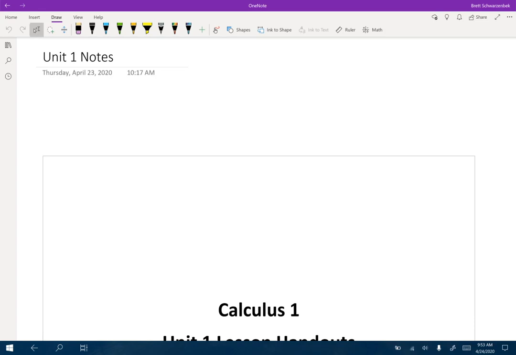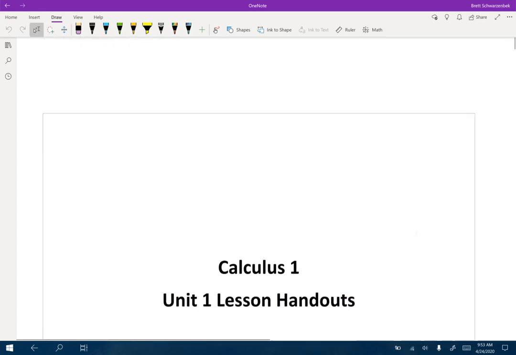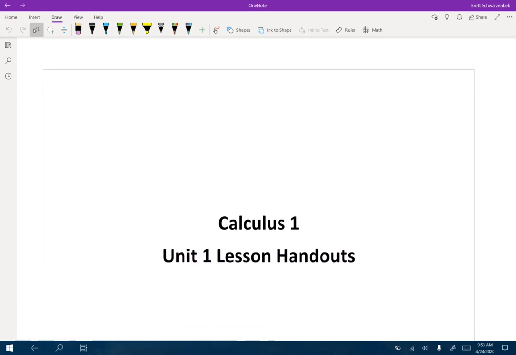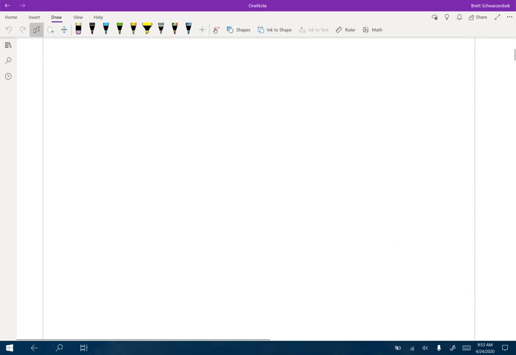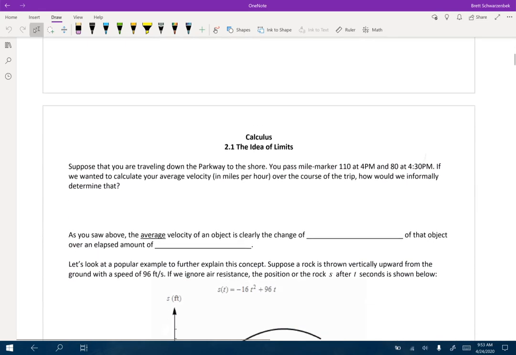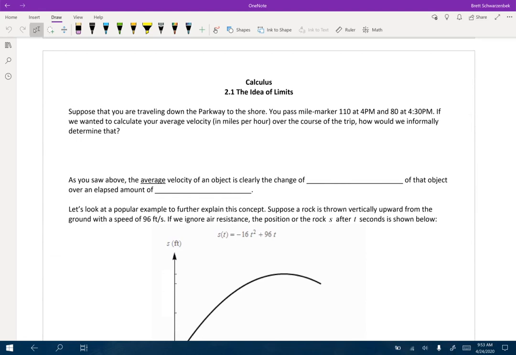But today we start with our Unit 1 and the notes for it, which starts in Chapter 2. Note that these handouts are located in the Canvas module labeled Handouts, logically. So I basically will just go through the lesson handouts, which basically the whole point of it is to give you notes that are a little bit more organized. So let's start with section 2.1, the idea of limits.